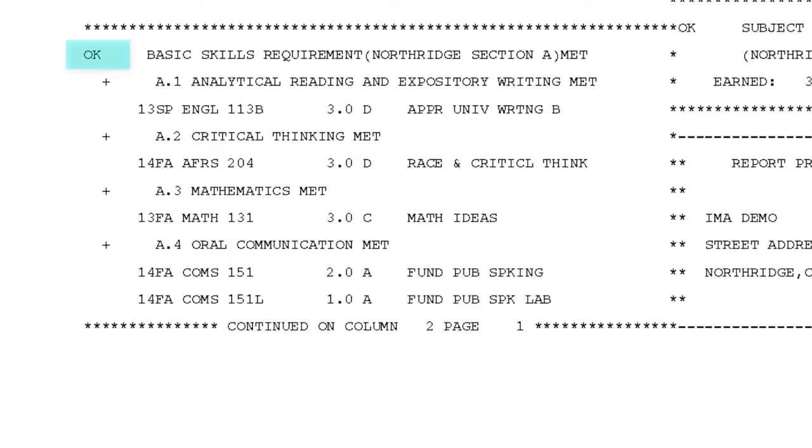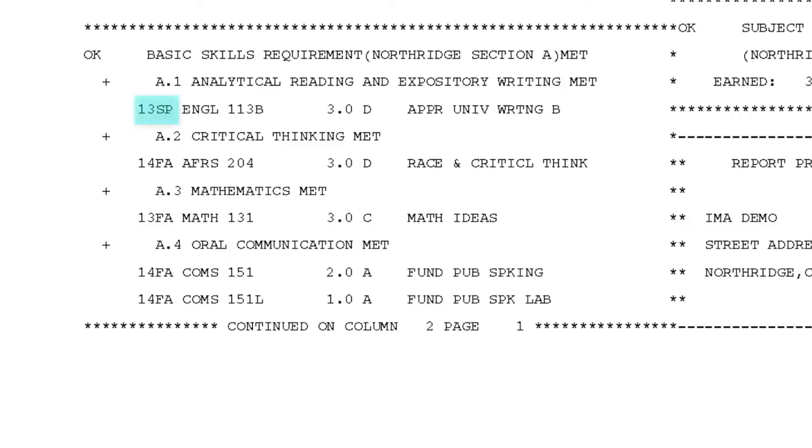An OK at the top of the section indicates that the section has been completed. The further along you are in the program, the more OKs you will have. Once all sections of your DPR are OK, you have completed all program requirements for a bachelor's degree. A plus sign indicates that a specific requirement has been met. Usually this is a course requirement.